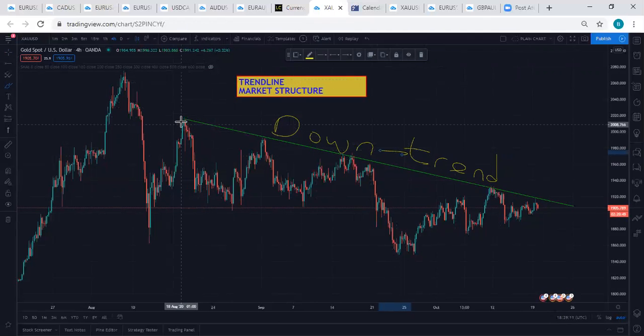Because you can see this place is high. This place is lower. It's forming staircase-like. I'm going to be teaching you when I'm teaching you market structure, that's when you'll be understanding this. You'll be understanding the downtrend and everything better. So this is a downtrend, and this trend line is what we call a resistance trend line.